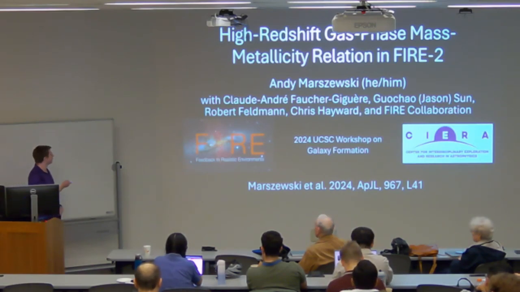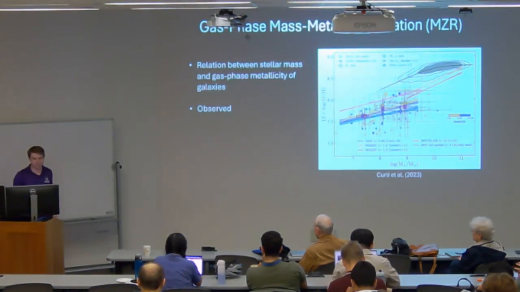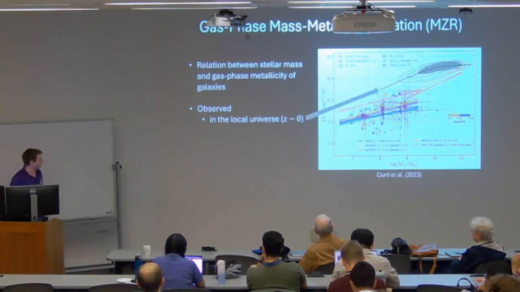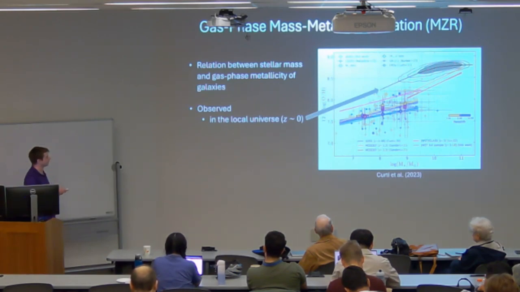So to begin with a little bit of background on the gas phase mass metallicity relation, this is, of course, the relation between stellar mass and gas phase metallicity of galaxies. And this relation has been very well observed in the local universe around redshift 0 by large-scale surveys such as SDSS, shown here on this plot with the black line, where we see this power law relation between gas phase metallicity and stellar mass, which then levels out to a much more shallow relation at high stellar mass.